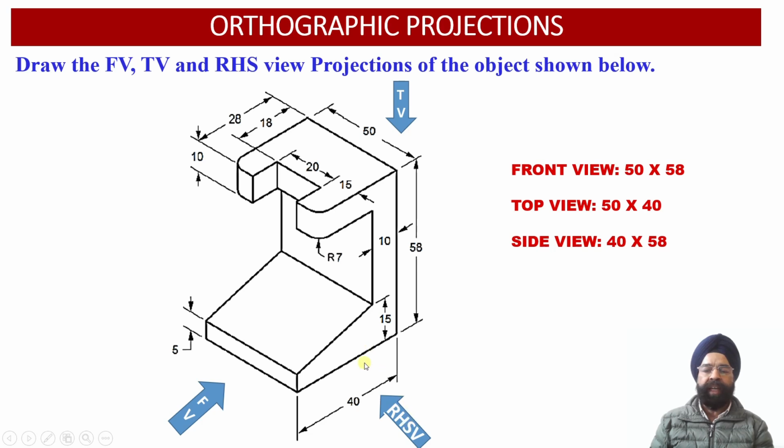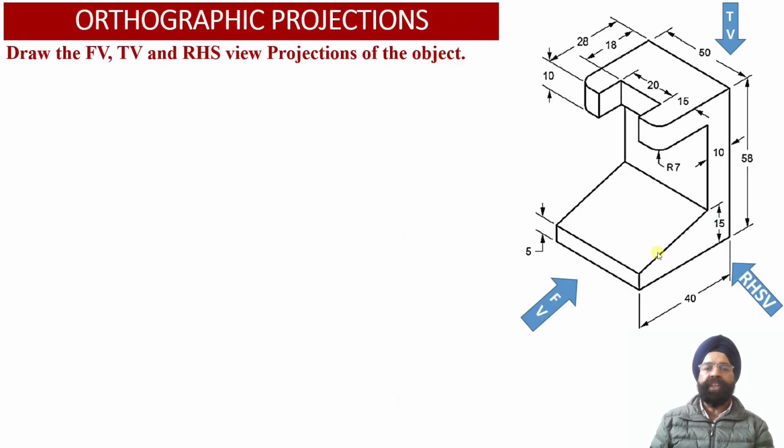Similarly, as we look at this object from the right hand side orientation, we observe that the depth of the solid is 40 millimeter, while the height of the solid is 58 millimeter. So the dimensions of the right hand side view face will be 40 millimeter depth and 58 millimeter height. With this information, let us proceed to evaluate the front view, the top view and the right hand side view orthographic projections of this particular solid.